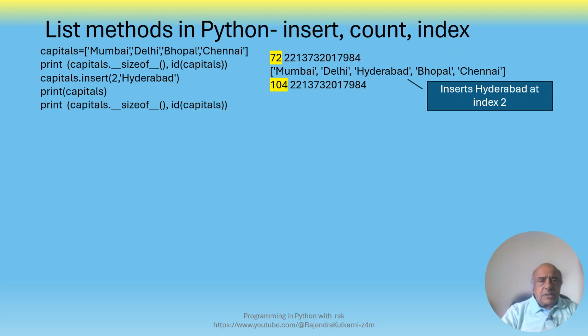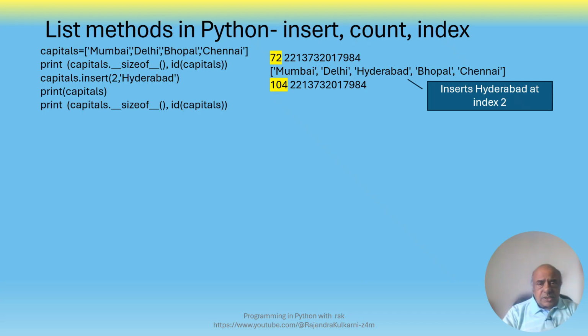On inserting Hyderabad, naturally the memory locations required to accommodate Hyderabad will increase, and the new size after inserting Hyderabad is 104. So earlier capitals was allotted 72 bytes in the memory. On adding or inserting one more item, the memory now allotted to the list capitals is 104.